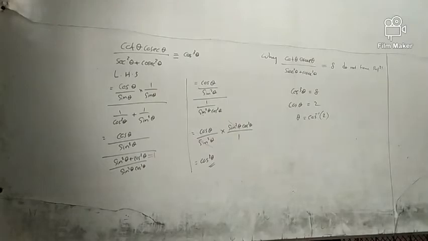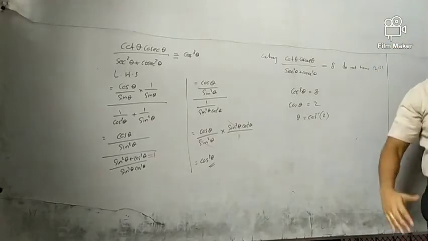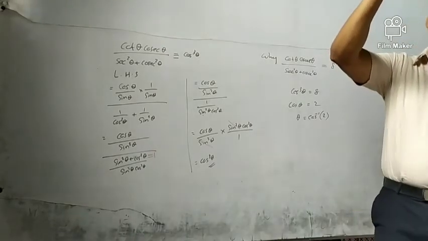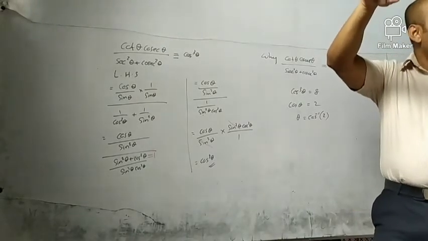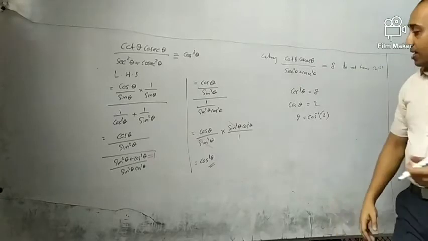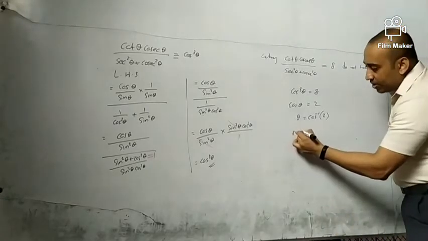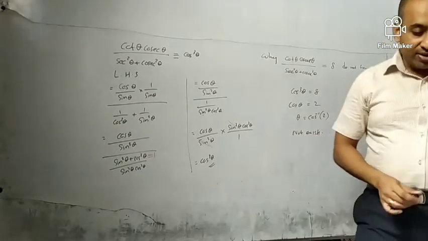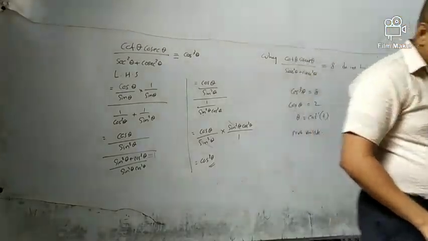So what is the maximum value for cos? The maximum value for cos is plus 1. The minimum value for cos is minus 1. So all the cos values should be between plus 1 and minus 1. 2 is out of range, so the answer does not exist. So you can say it does not exist. So with that you can prove this. Right, let's do the next one.